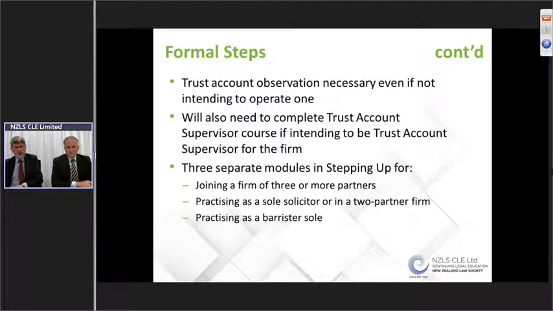In the Stepping Up course, there are 3 separate modules, because obviously not everybody goes into practice on own account in the same way. If you're joining a firm of 3 or more partners, if you're practicing as a sole solicitor or in a 2-partner firm, or if you're practicing as a barrister sole. So there's some breakout sections in the course for those types of practice.